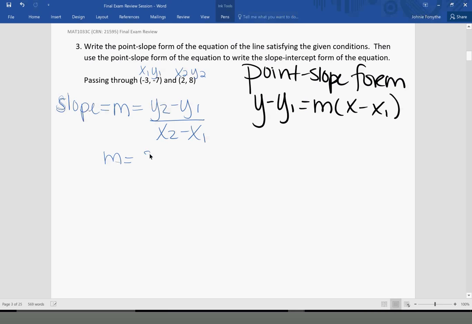So m equals y2, 8, minus y1, -7, divided by x2, 2, minus x1, -3. Okay, so 8 minus -7 is the same thing as 8 plus 7, which is 15. And then 2 minus -3 is the same thing as 2 plus 3, which is 5. And so 15 divided by 5 equals 3. So the slope of the line that we need to write is 3.